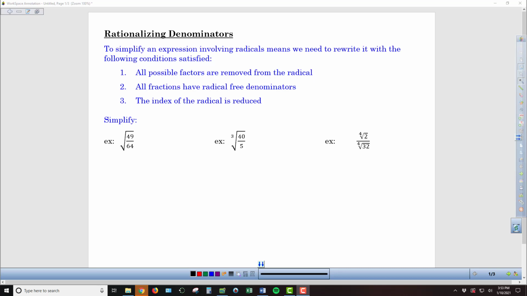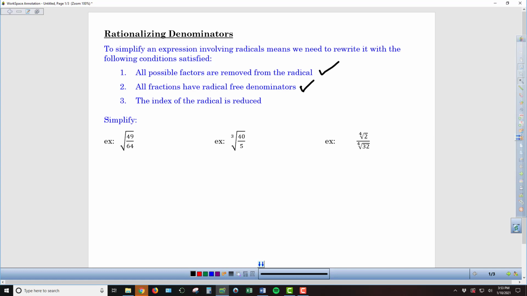Besides making sure that all possible factors are taken out from underneath the radical, we also have a rule that says we cannot have any radicals in the denominator. So all fractions have to have radical-free denominators. We can have a radical in the numerator, that's just fine, but it's the denominator that's no good.